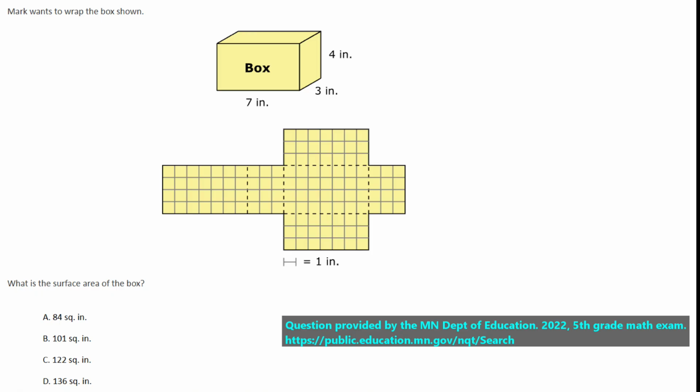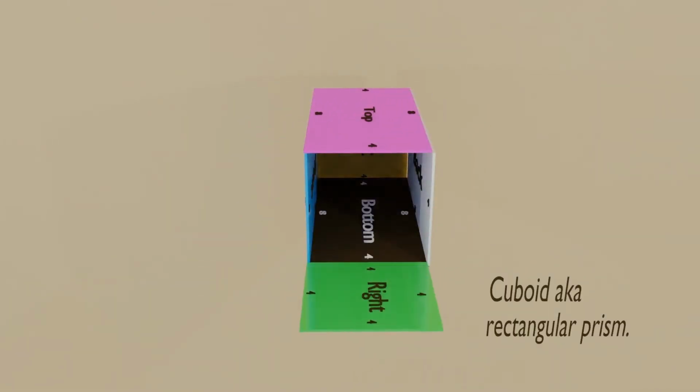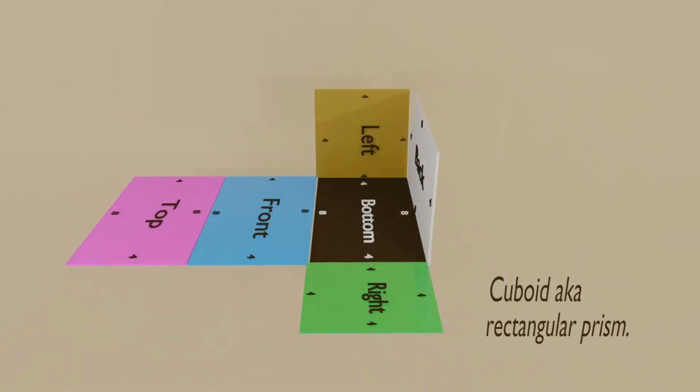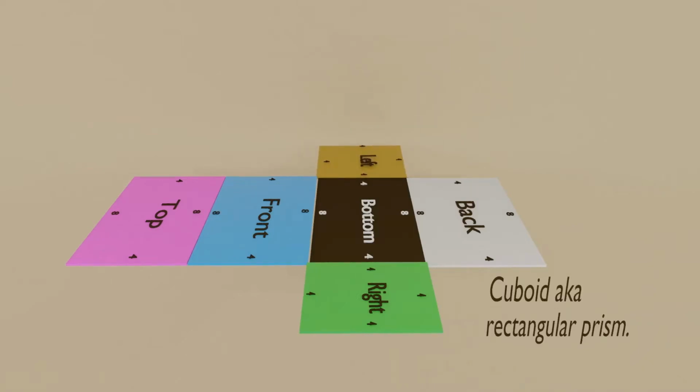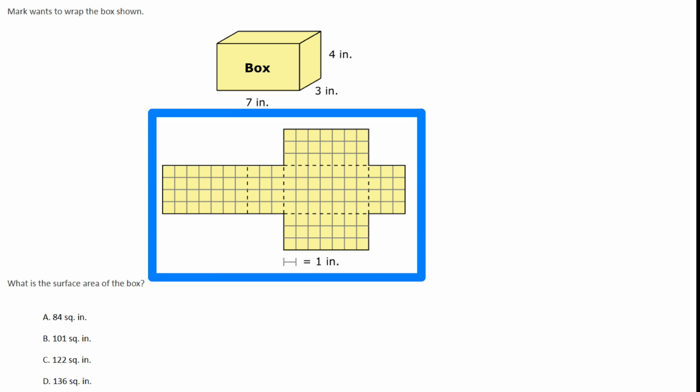Mark wants to route the box shown. What is the surface area of the box? If we could unfold a box like this and lay it flat, we would get a figure that we call a net. Each yellow square is part of a wall from that unfolded box. The total surface area of the box is shown as the yellow squares.